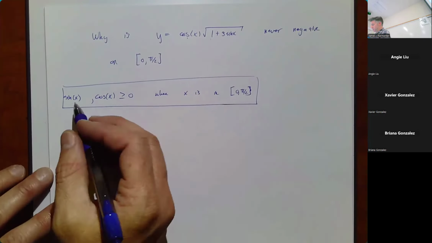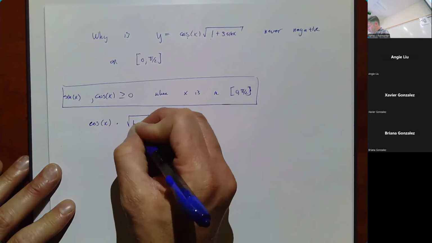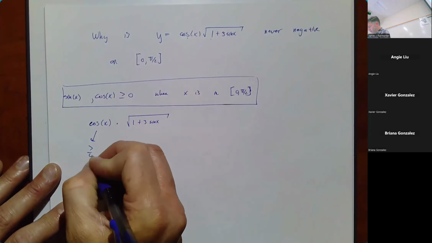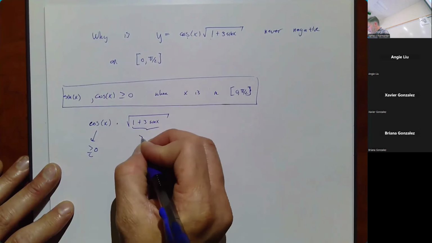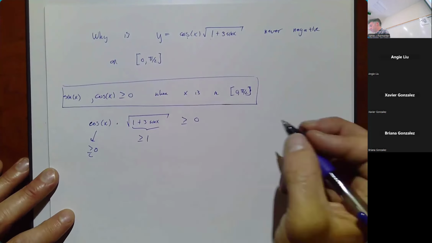But I guess you could say these are non-negative, and then cosine x times the square root of 1 plus 3 sine x, well, certainly that's bigger than or equal to 0. And all this is bigger than or equal to 1, really. So certainly this is bigger than or equal to 0.